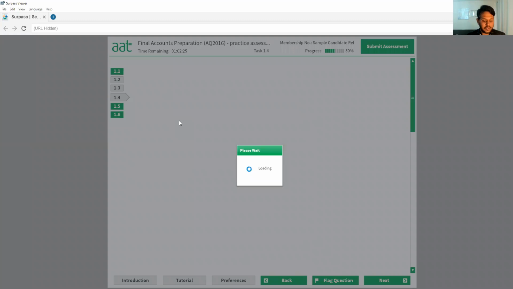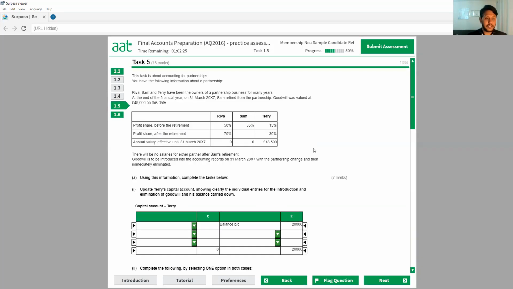Task 5. Task 5 and 6 both will be from the partnership. Remember that. You're expecting 2 questions from the partnership, and you have to prepare the capital account, current account, appropriation account, and the partnership financial statements. You have to be very careful, and you have to be good on all of this. Okay, let's have a look.